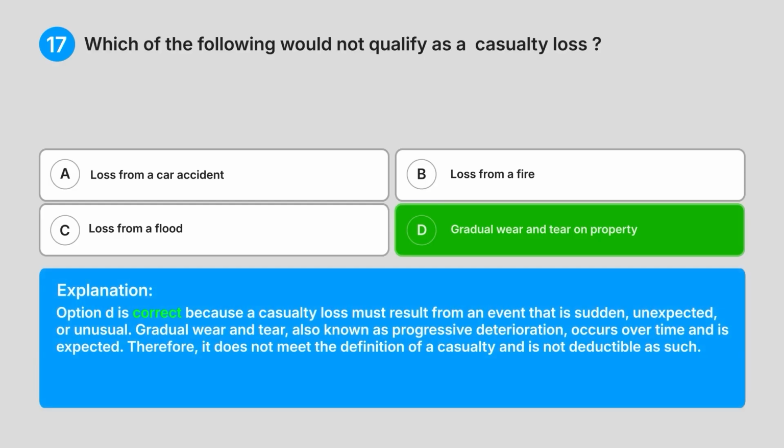Explanation. Option D is correct because a casualty loss must result from an event that is sudden, unexpected, or unusual. Gradual wear and tear, also known as progressive deterioration, occurs over time and is expected. Therefore, it does not meet the definition of a casualty and is not deductible as such.